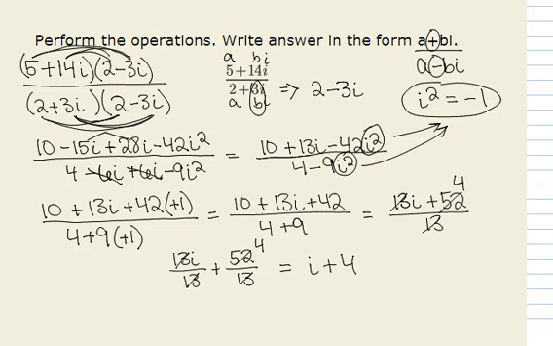And then our last step is writing the answer in the form a plus bi. Now you notice here i does not have a coefficient, which would otherwise be our b. So technically our b is 1, but we don't need to write it. So we have our a plus, and then we have no b, i. So our final answer is 4 plus i.